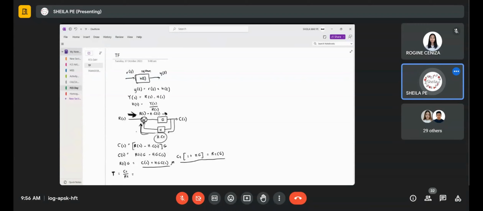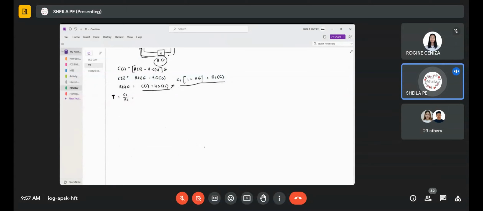Okay, from this, we can have our CS over RS. CS divided by 1 plus HG. So basically, 1 plus HG is our denominator. And RS divided by G, so that's G. Okay, if you cross multiply, that's GRS and that's 1 plus HGCS. Or you can do manual subtraction to have the final transfer function.